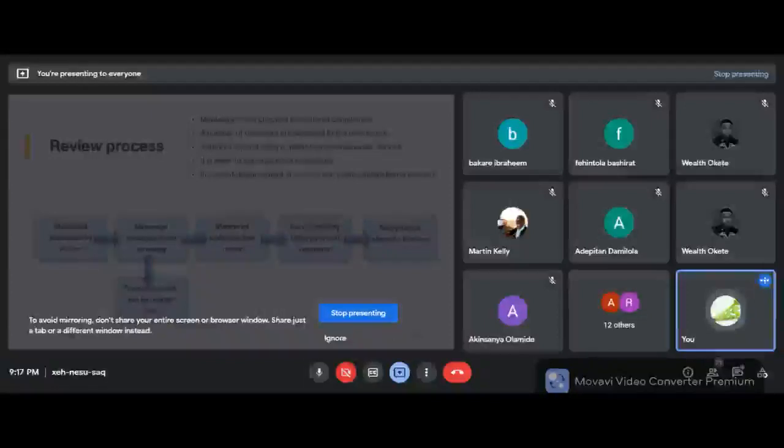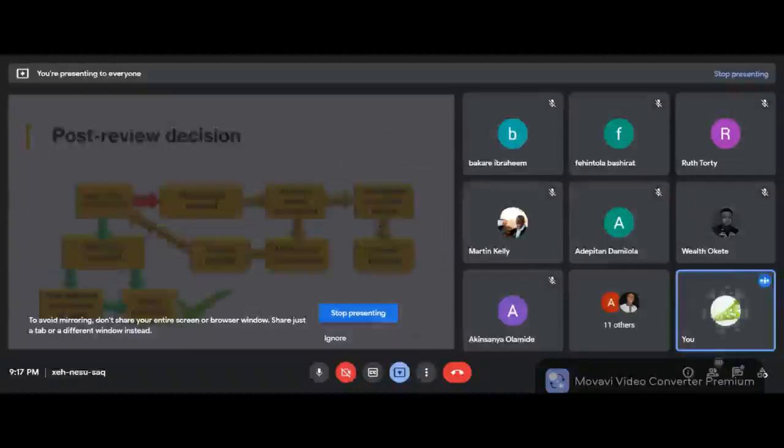So when this review process takes place, it can take, like I said, weeks or months, with manuscripts passing back and forth between the authors, editors, and reviewers until the whole thing is evaluated for correctness. So there's the post-review decision. When a review process has been completed, a decision will pass from the editors to the authors.